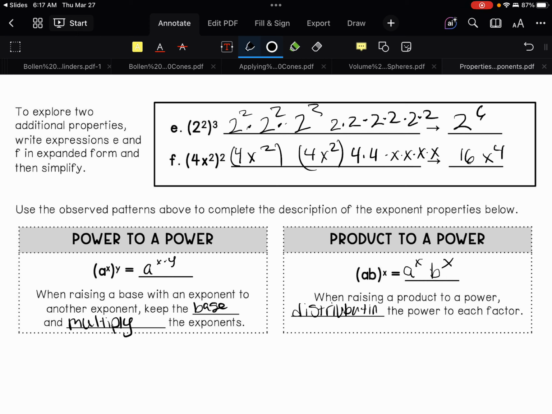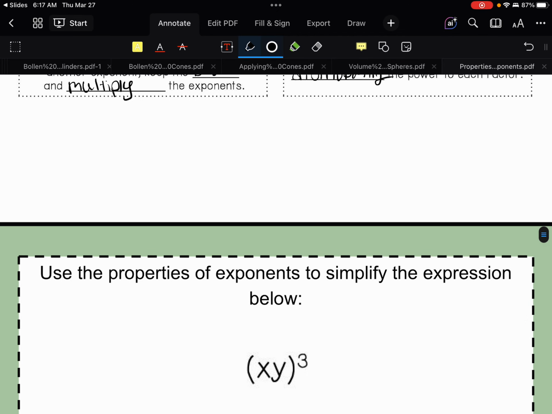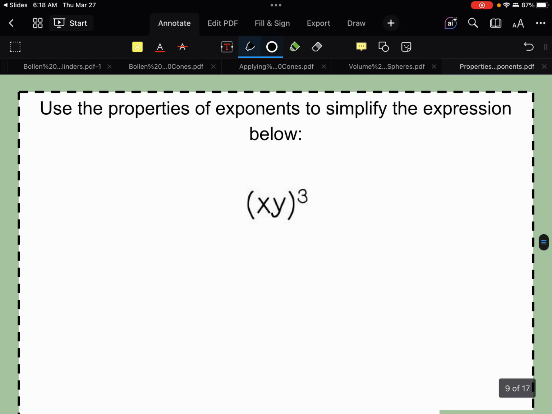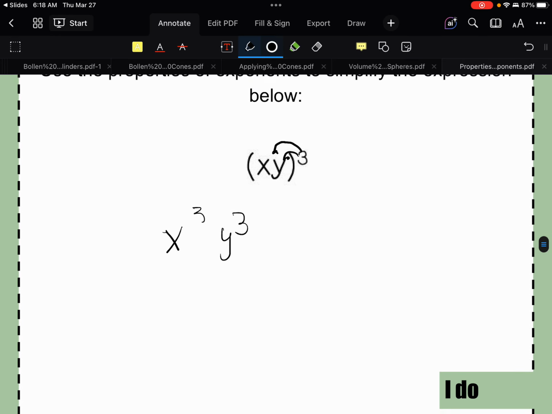So we distribute the power to each factor. So here we have the properties of the exponents to simplify the expression, so we could break it down. X to the third power and y to the third power, because we just distribute this third power to each one of those.